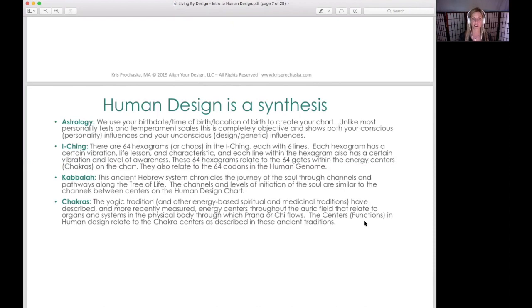These centers and functions now in the human design system, you're going to see that there's actually 9 functions or centers, where in the traditional yogic philosophy, there are 7 that are most widely known. There are actually many chakras throughout the body and through the system. There's larger ones and lesser ones. And so anyway, there's 9 in human design, and there's 7 that are more commonly known.